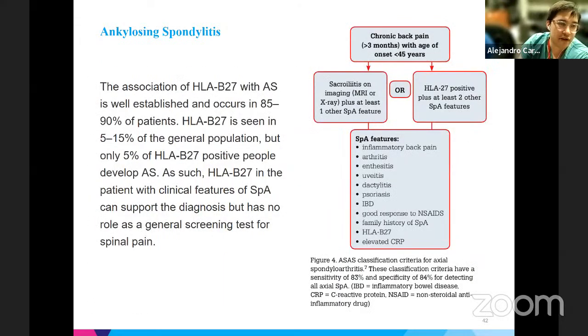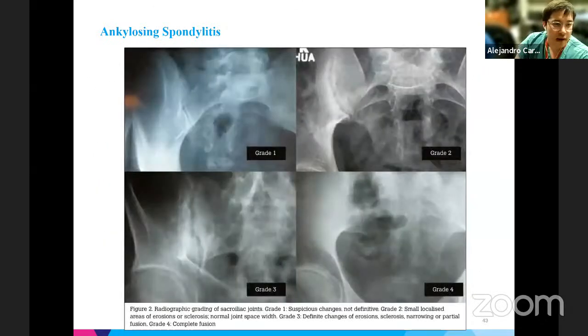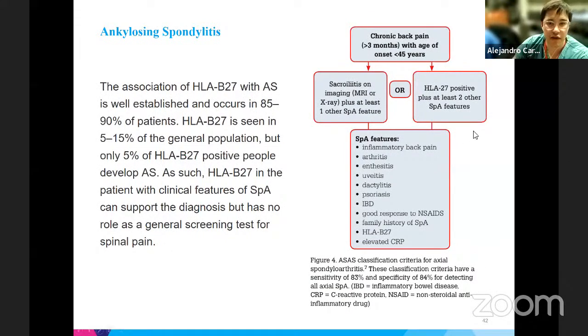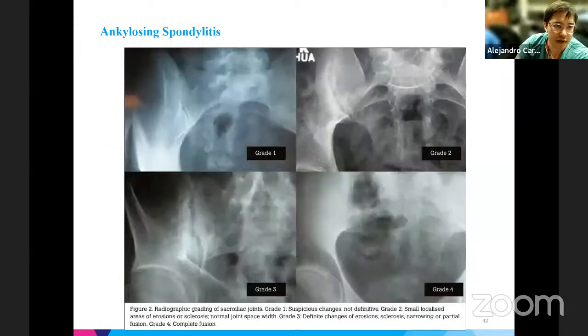Ankylosing spondylitis has a strong association with HLA-B27. And as mentioned, it often involves the sacroiliac joint and causes sacroiliitis and eventual fusion of the joint. So a pelvic X-ray or MRI is often used. As you can see here on the right, we have some of the diagnostic criteria, and sacroiliitis is a strong supporter of ankylosing spondylitis.